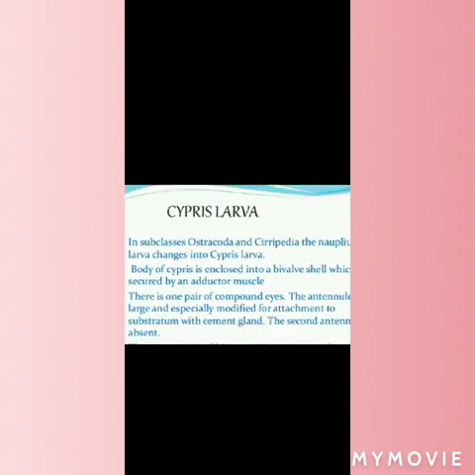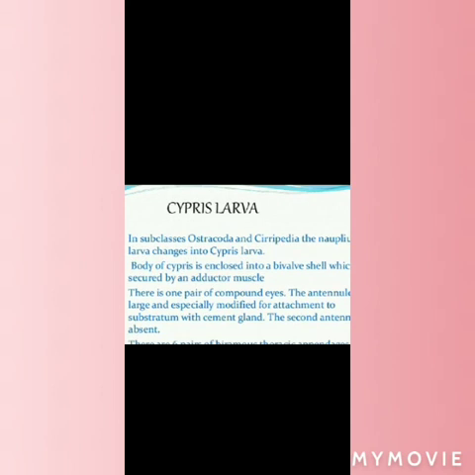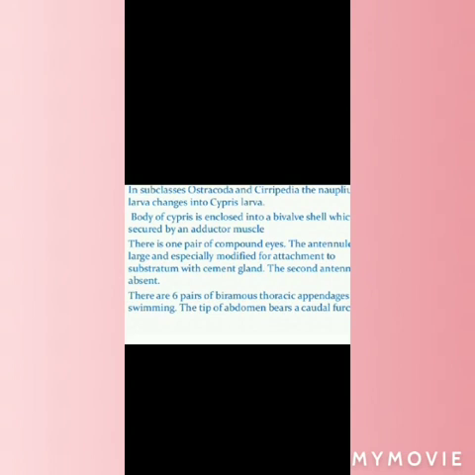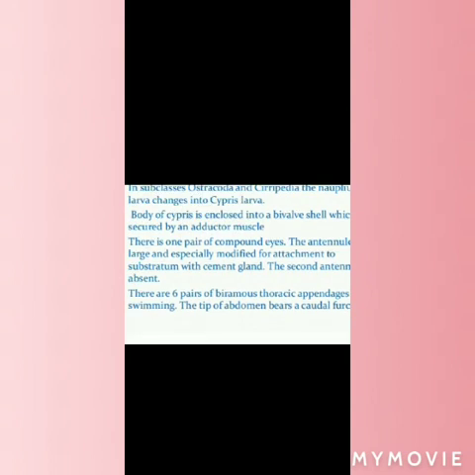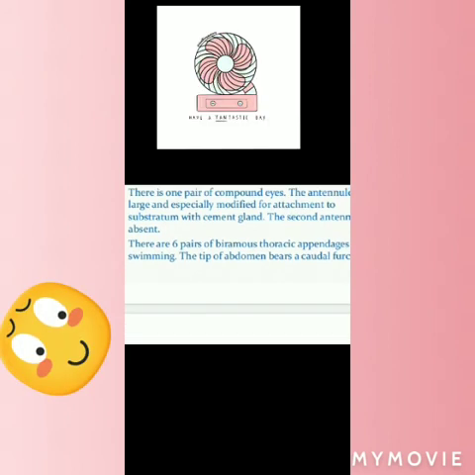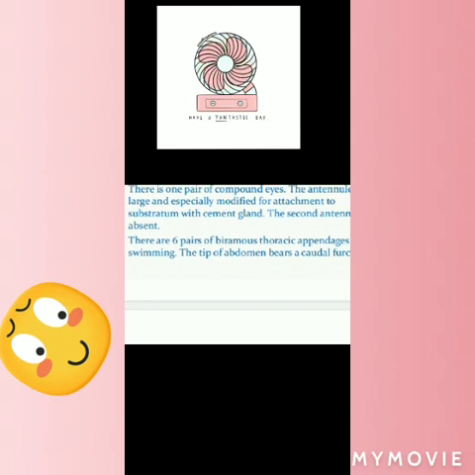Now the characteristics of the cypris larva. In Ostracoda and Cirripedia, the nauplius larva changes into the cypris larva. The body of the cypris is enclosed in a bivalve shell which is secured by adductor muscles. There is one pair of compound eyes. The antennules are large and specially modified for attachment to the substratum with a cement gland. The second antenna is absent. There are 6 pairs of biramous thoracic appendages for swimming. The tip of the abdomen bears a caudal furca, right?